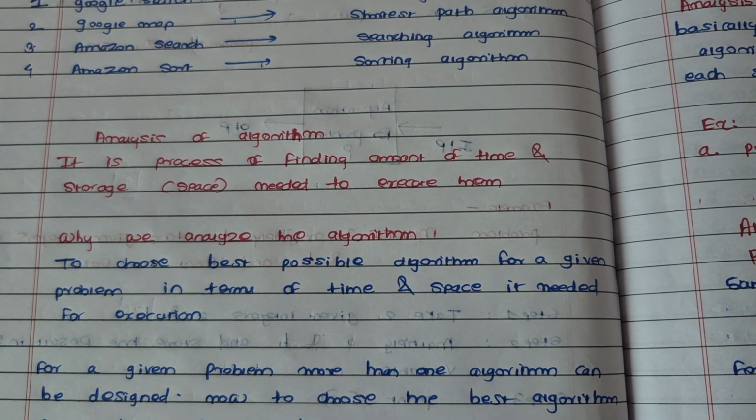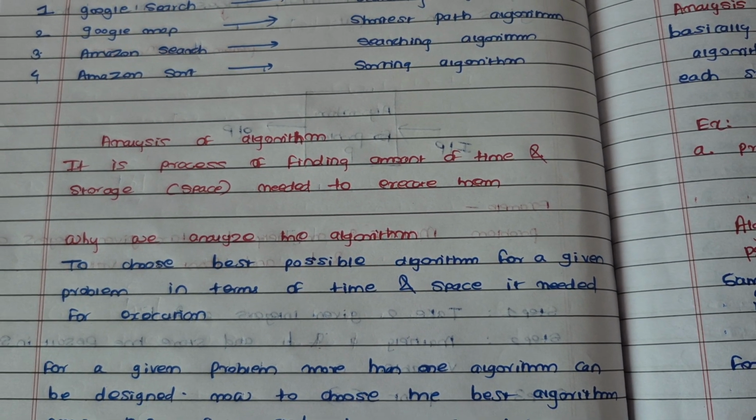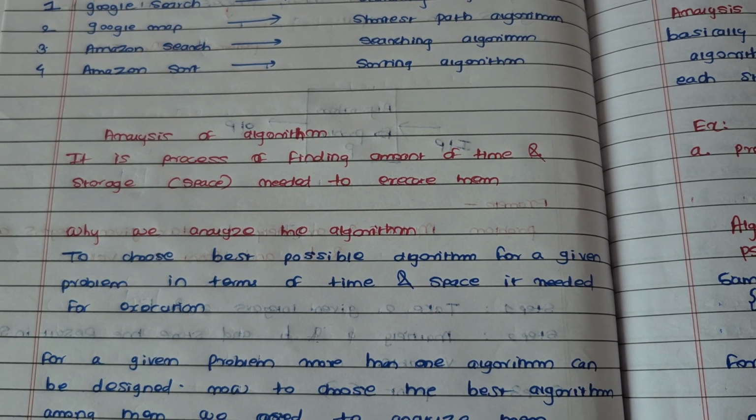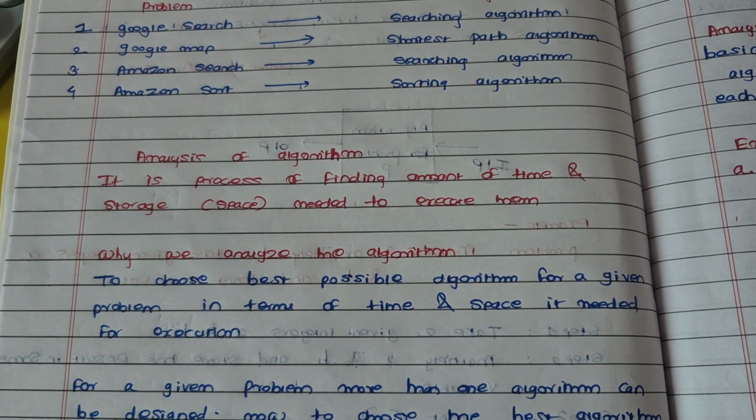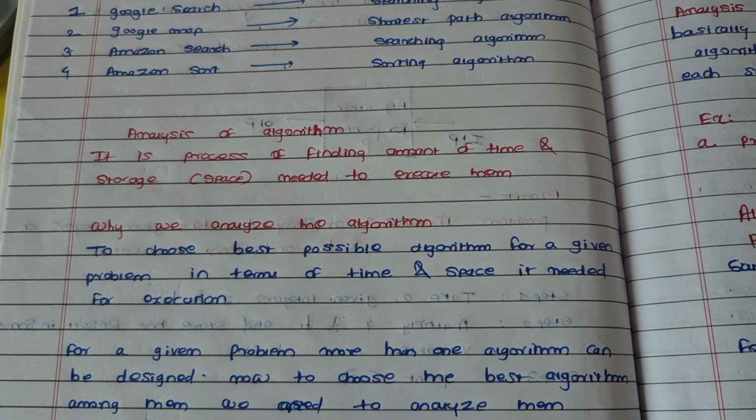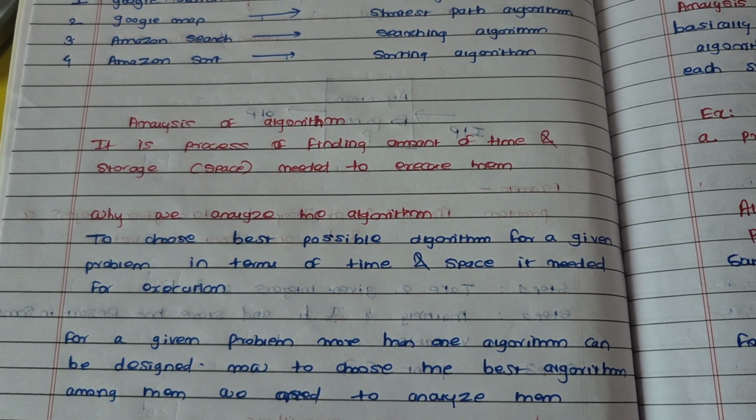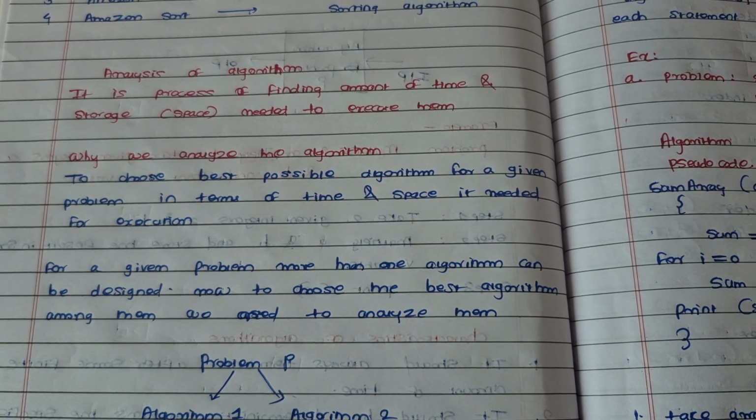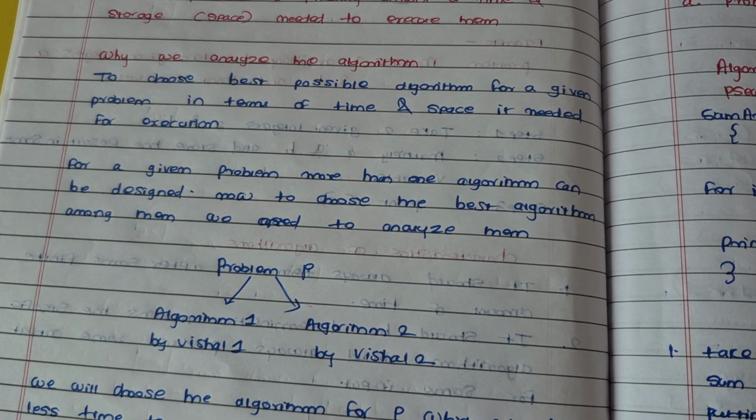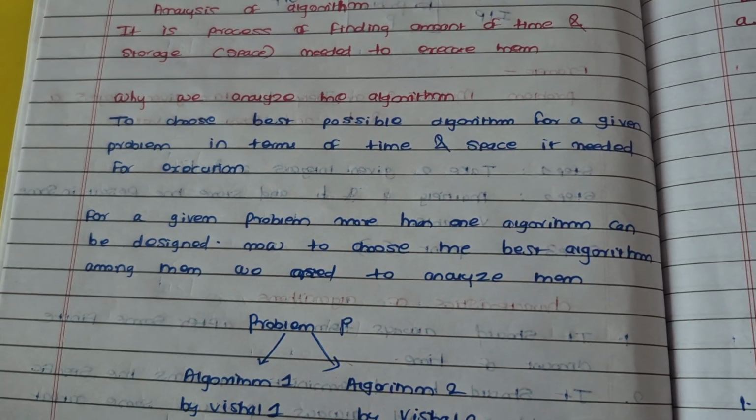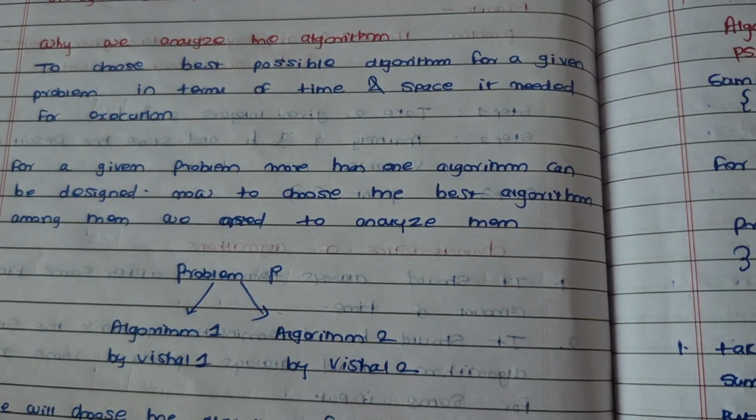Analysis of an algorithm is the process of finding the amount of time and storage space needed to execute it. And why do we analyze an algorithm? To choose the best possible algorithm for a given problem in terms of the time and space needed for execution. There may be more than one algorithm present, so we need to choose the best one based on which takes less time and less space.